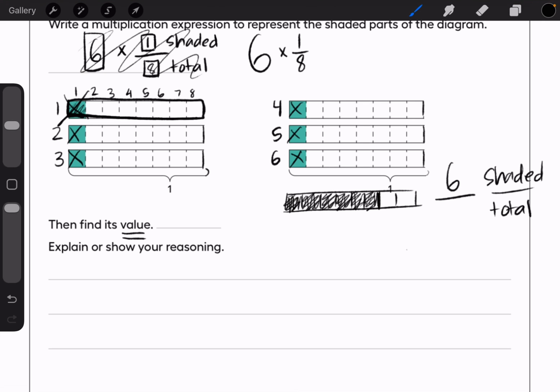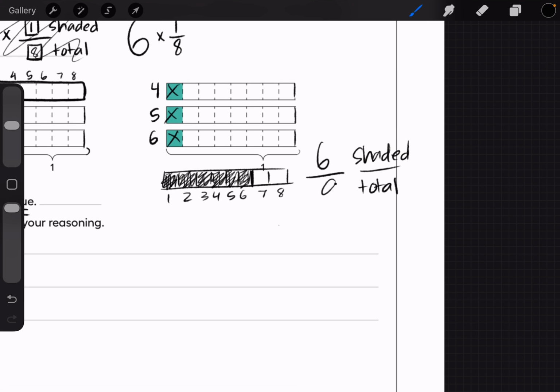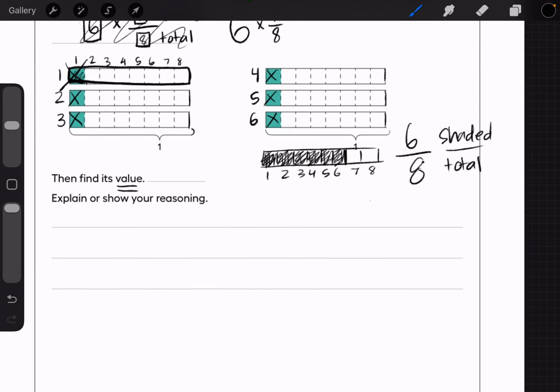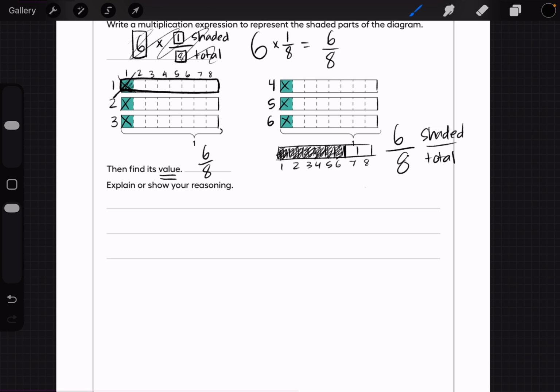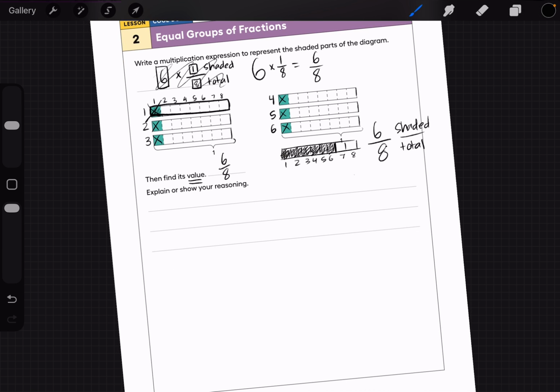And how many parts were there total? 1, 2, 3, 4, 5, 6, 7, 8. There were 8 parts total. So what's that fraction? 6/8. That's the value. 6 times 1/8 equals 6/8. So I could write that up here if I wanted. Equals 6/8.